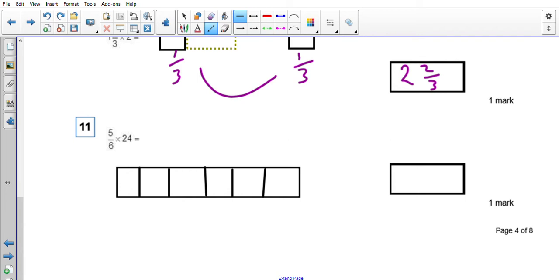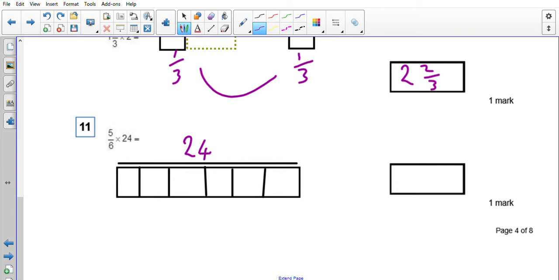Those are my 6. My whole amount here is 24, and I want 5 of those 6. So I actually want 1, 2, 3, 4, 5 of them. Not the whole amount, but I want 5 of them. Then all I simply need to do is divide 24 by 6, which is going to give me the answer that goes into each of these boxes.